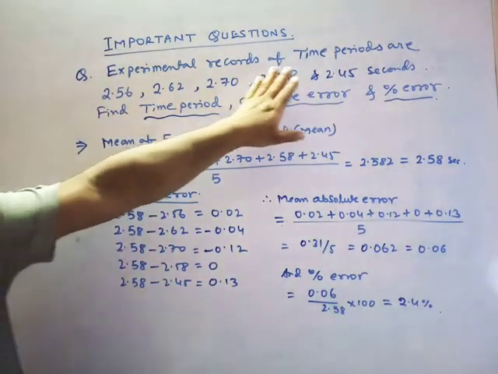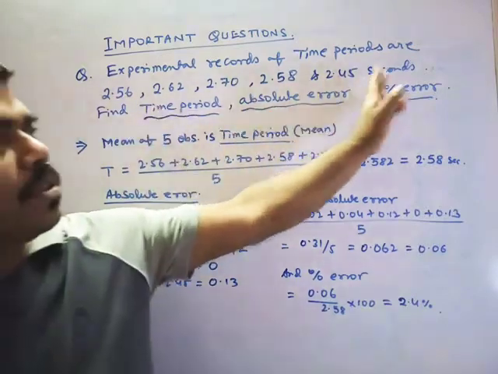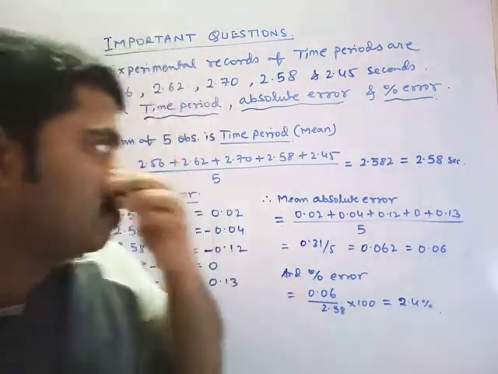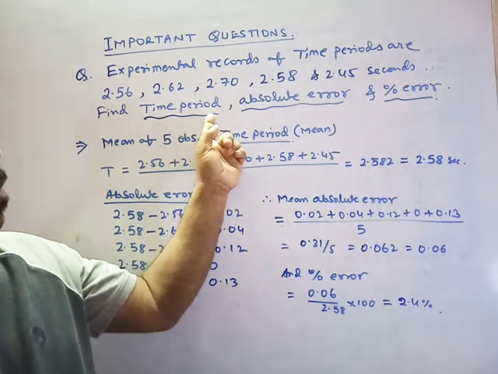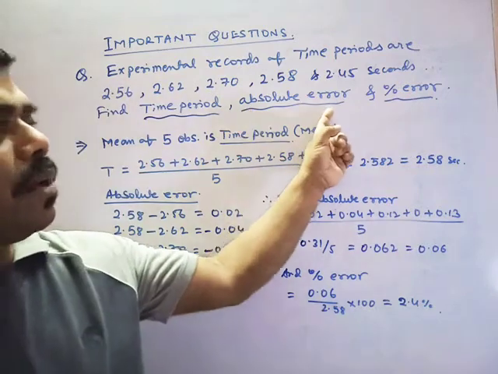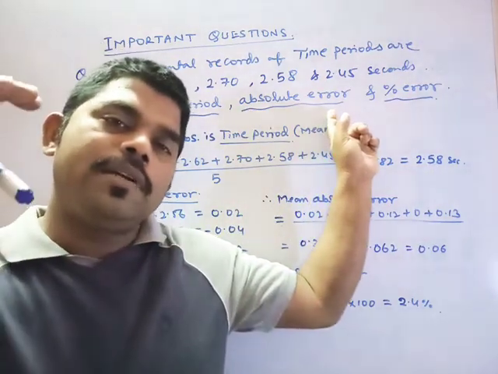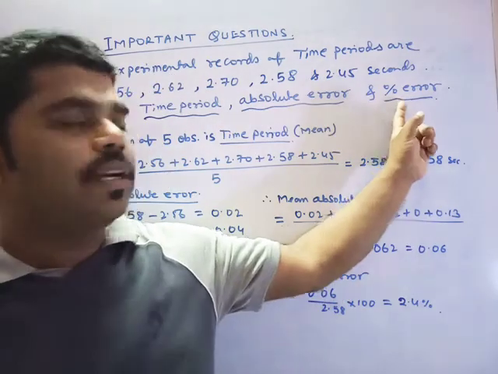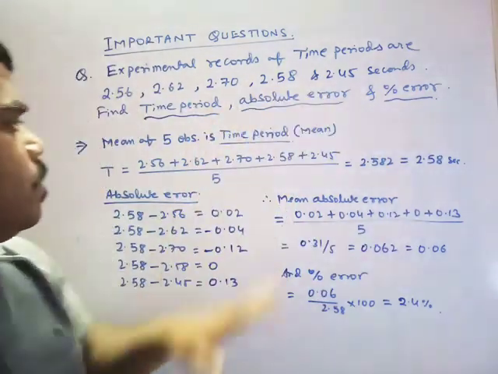So you have done an experiment on the time period, and these are the observations you have written in your copy. 5 observations. Clear? From that, find the time period. So there cannot be so many time periods, we have to find one. Absolute error. You know what absolute error is? This is one of the methods. Percentage error is also one of the methods. So now come here.